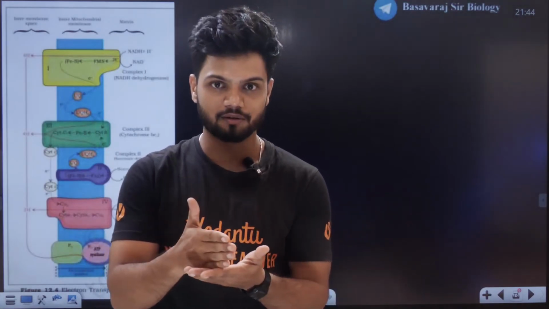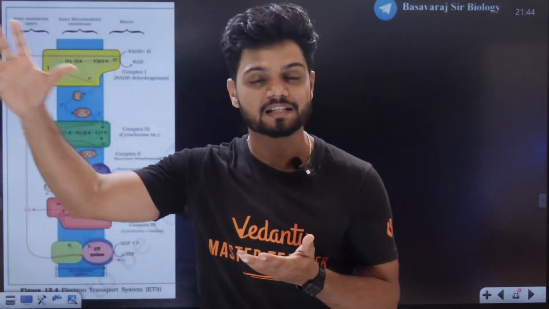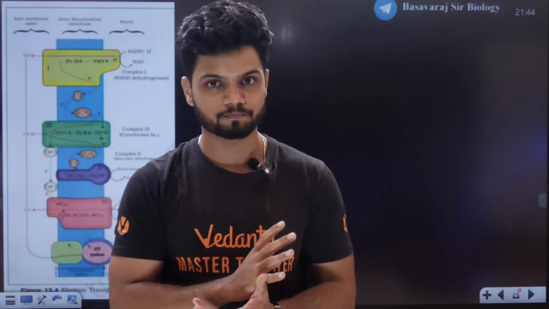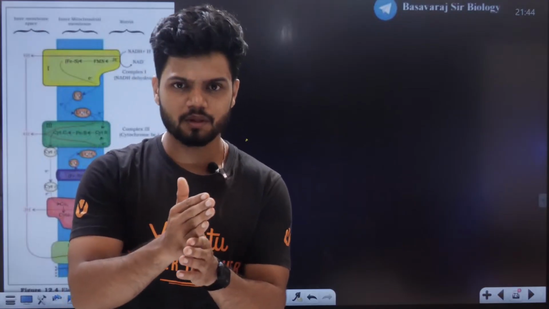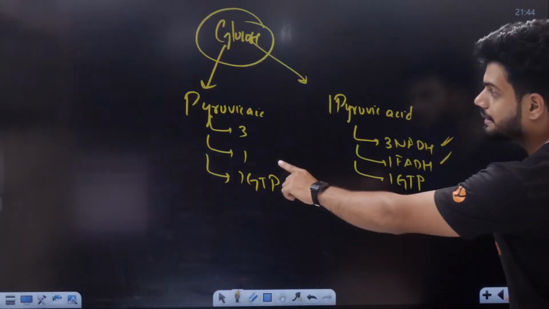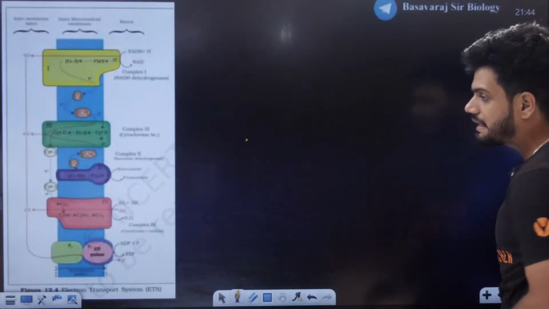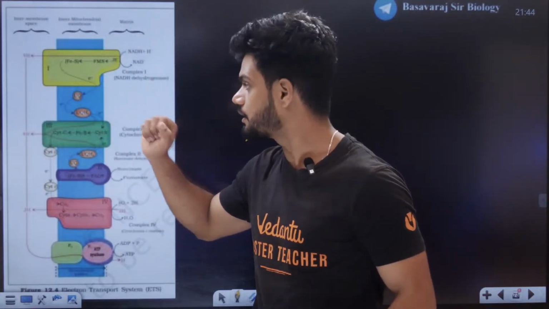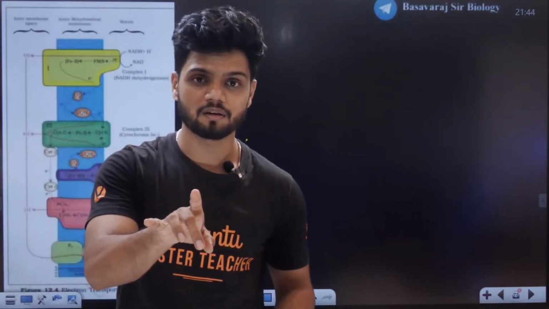Electron transport chain is the final step in the entire respiration. All the NADH and FADH2 produced in glycolysis and the Krebs cycle is completely used in the ETC. Now, where does it take place? The electron transport chain happens in the inner membrane of mitochondria.